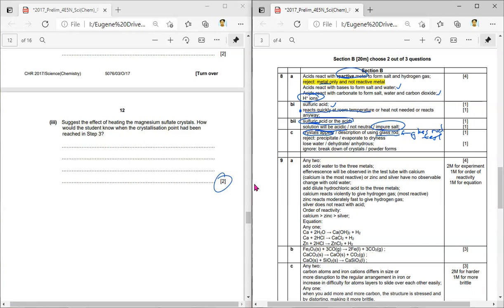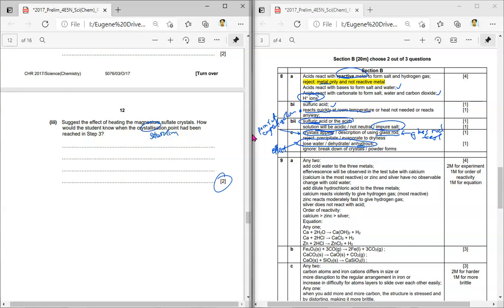The next one is that if you heat too much, you'll realize that the salt will dehydrate and lose water. It'll become anhydrous. So this is the effect if you heat it too much. This one here is talking about the point of crystallization. In actual fact, the normal word that you use is the point of saturation. So the crystallization point is the saturation point. Okay, so just take note of all these little things for question 8.